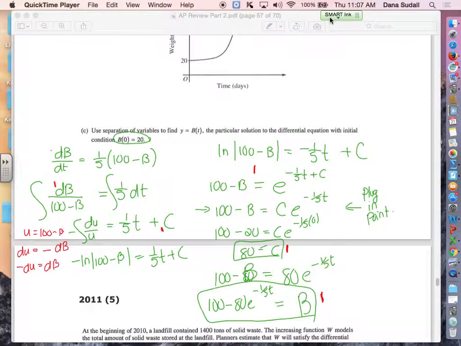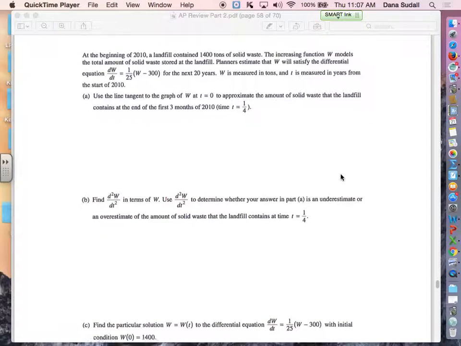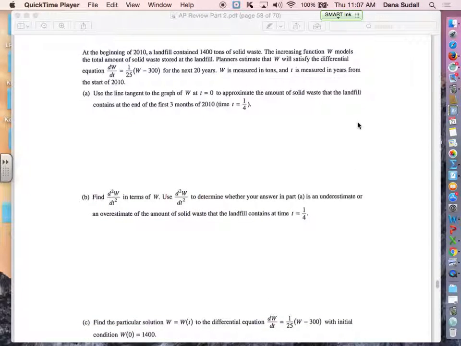All right, and then the next problem was the landfill problem. We have a landfill. It's filled with solid waste. When time is 0, you have 1,400 tons of solid waste in this landfill. So they gave us the rate that the landfill is filling up. W is measured in tons, T is measured in years, and then we need to go through and, for the first part, use the tangent line to estimate this. So that's going to be something that's slightly different.